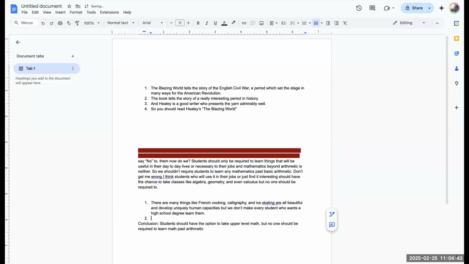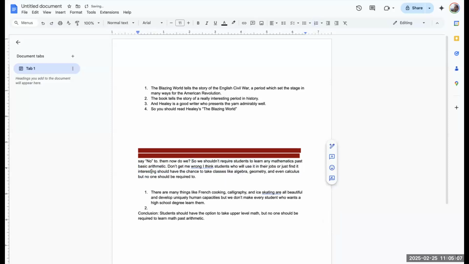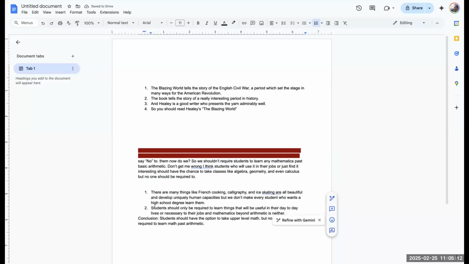If there are all these other cool and possibly useful things we don't make students learn, well, that gives us some reason to think we shouldn't make them learn math just because it might be cool or useful, right? Students should only be required to learn things that will be useful in their day-to-day lives, and mathematics beyond arithmetic is neither. Well, that gives us a pretty good reason. If we really accept that principle and math is neither, then yeah, good reason to accept this conclusion, right?